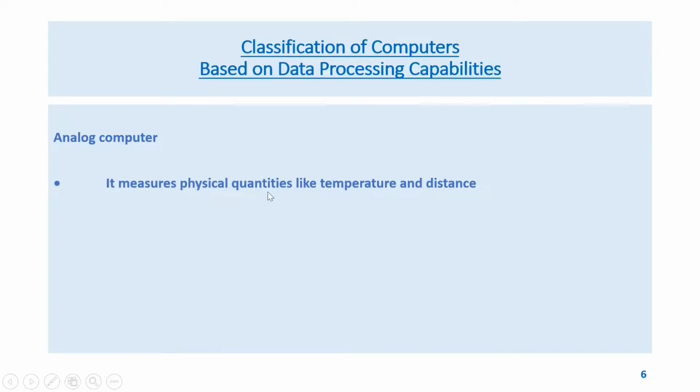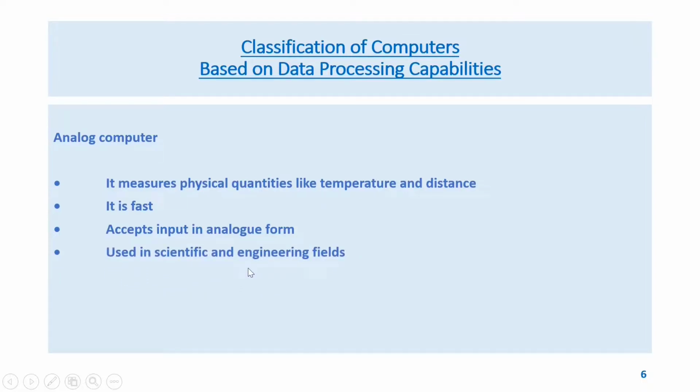It measures physical quantities like temperature and distance. It is quite fast. Accepts input in analog form. Used in scientific and engineering fields. Examples of analog computer are speedometer, voltmeter, etc.